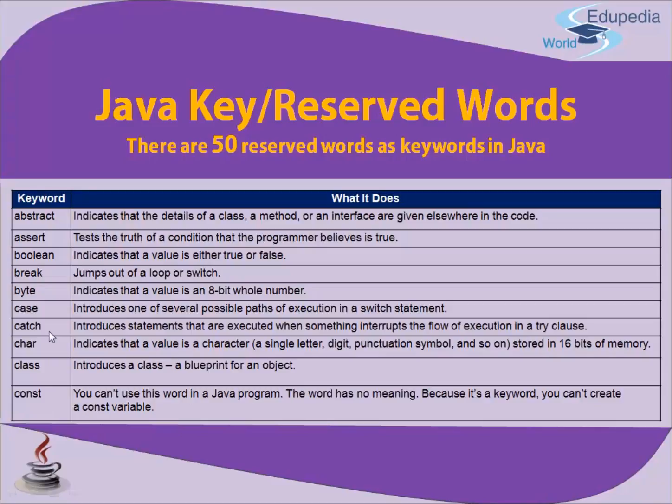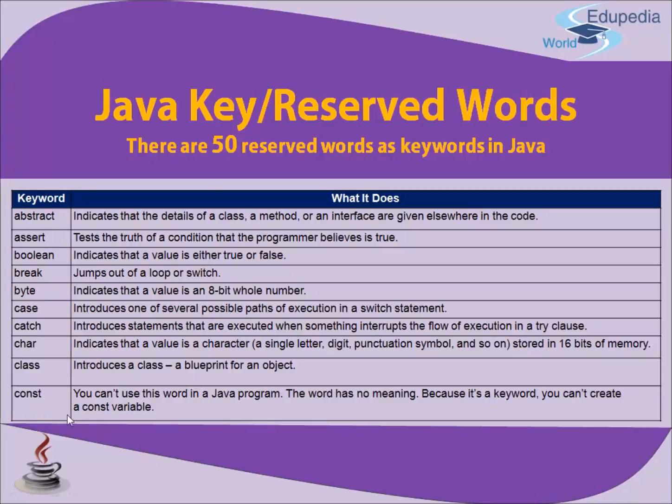Then you have catch, which introduces statements that are executed when something interrupts the flow of execution in a try clause. Then you have char, which indicates that a value is a character, a single letter, digit, punctuation symbol and so on, stored in 16 bits of memory. Then a class, which introduces a class, a blueprint for an object, that means a structure.